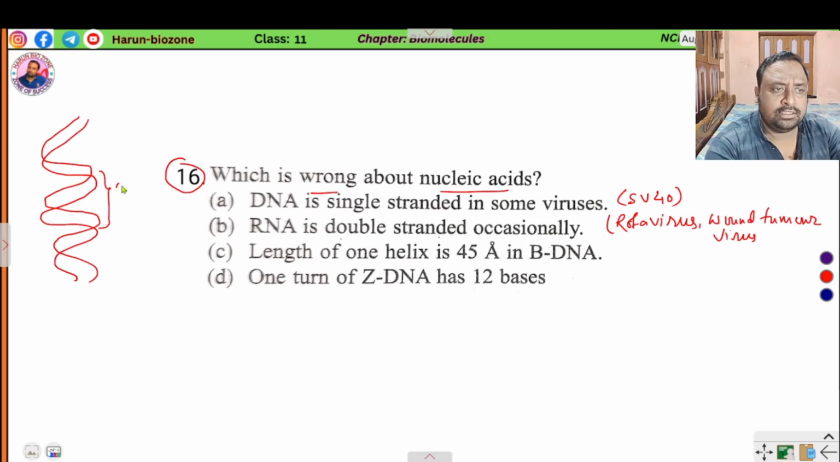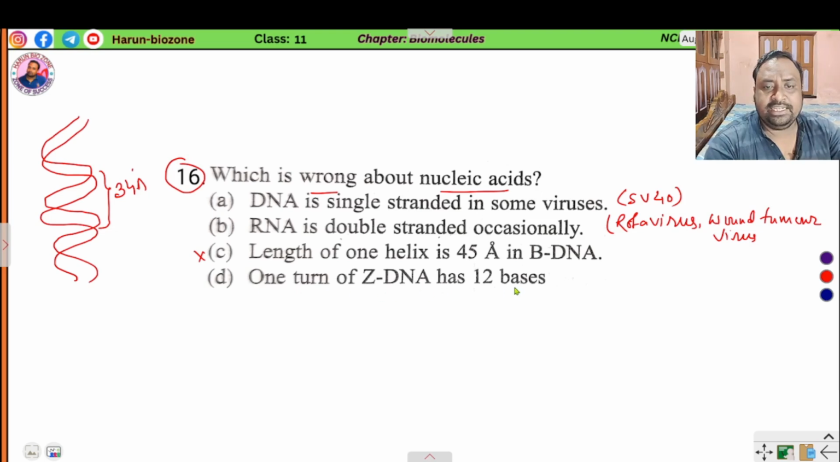This is a complete turn. It is 34 angstrom, not the length of the helix, 45 angstrom. This 34 angstrom is a complete turn. This complete turn represents 34 angstrom. So this is not correct, option C.